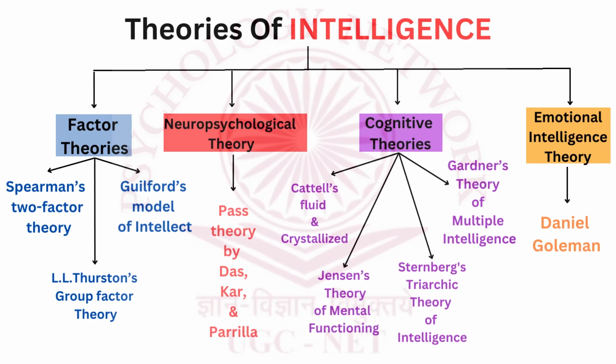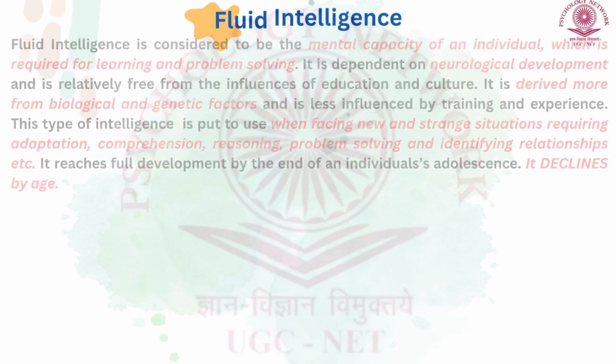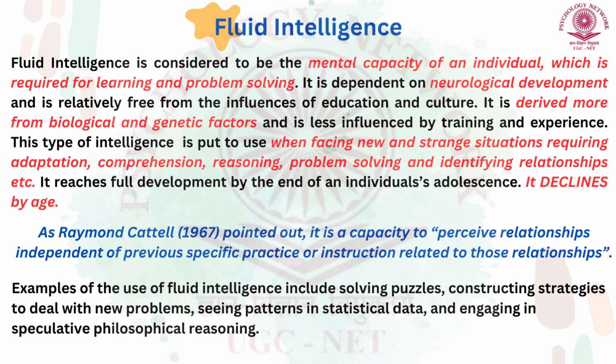The first thing which we would be studying is your fluid intelligence. Now, this is the mental capacity of an individual which is required for learning and problem solving. Now, this is innate in nature. This is dependent on your genetic basis. It is dependent on your biological factors, and it is less influenced by your experience and surrounding factors. So it's based on biological factors. And something else which you have to remember is that it declines by age.